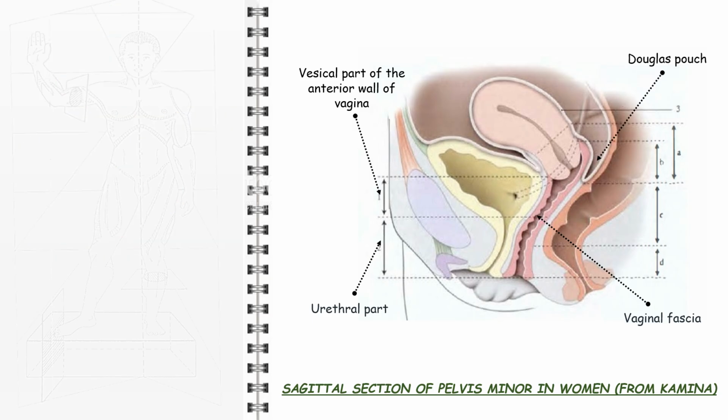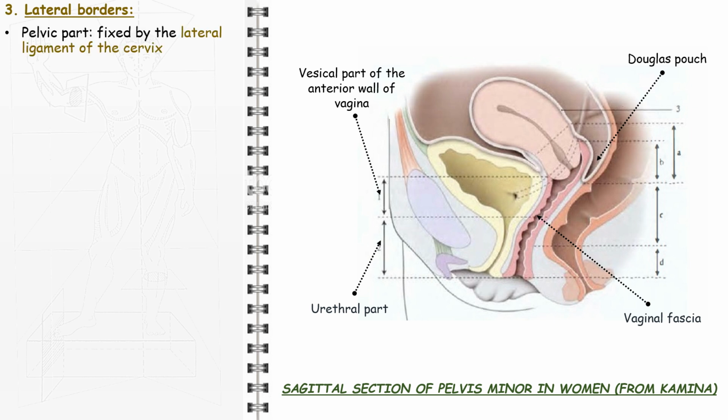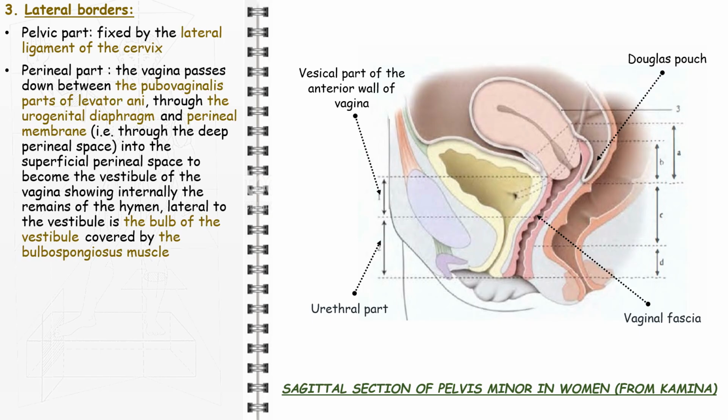The pelvic part of the lateral borders is fixed by the lateral ligament made of the parametrium and the paracervix and their vessels and nerves, separated by the ureter at 15 mm from the vaginal fornix. The perineal part of the lateral borders starts at the level of the pubovaginalis muscles of levator ani and passes down through the urogenital diaphragm and perineal membrane, the deep perineal space, into the superficial perineal space to become the vestibule of the vagina, showing internally the remains of the hymen.